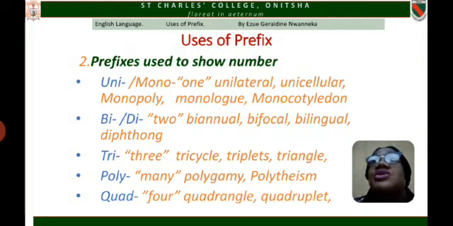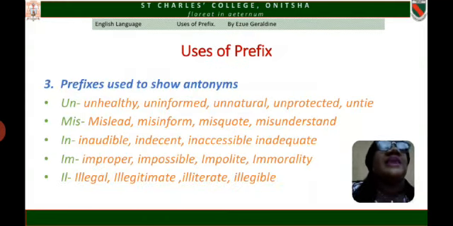Multi also shows a number. We have penta: pentagon, hexagon. Hexagon is 6, pentagon 5, septagon 7 angles. So all these are prefixes that we use to show number.